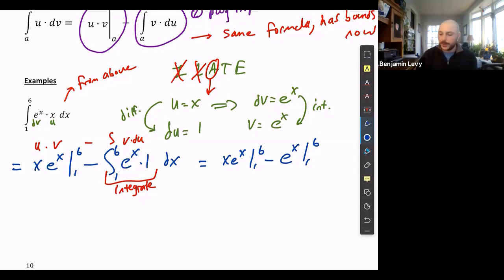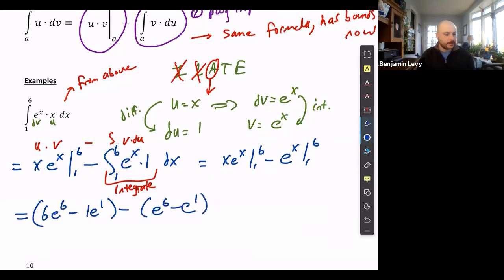So both of these notations, 1 to 6 with the straight line, just mean we're going to plug the points in. That looks like this: first plug in 6, then plug in 1.